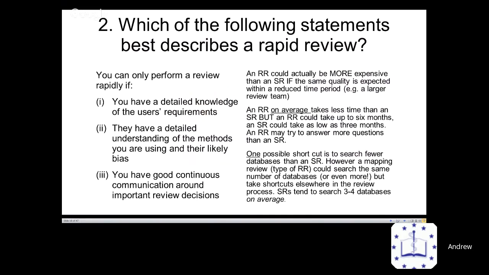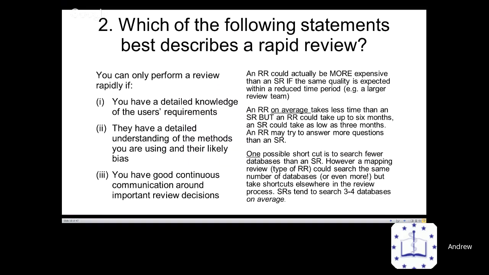Unless you have a really detailed knowledge of what the user wants, you would not be able to do a review rapidly. You would just do a bad review. And bad reviews maybe is the 50th type. I didn't have that as a label. So you can only perform a review rapidly if you have a detailed knowledge of the user requirements. They have a detailed understanding of the methods you're using.